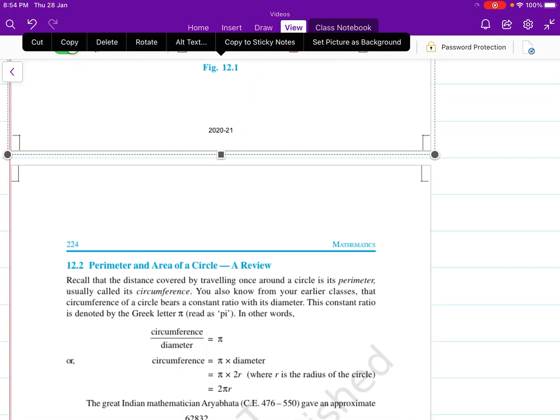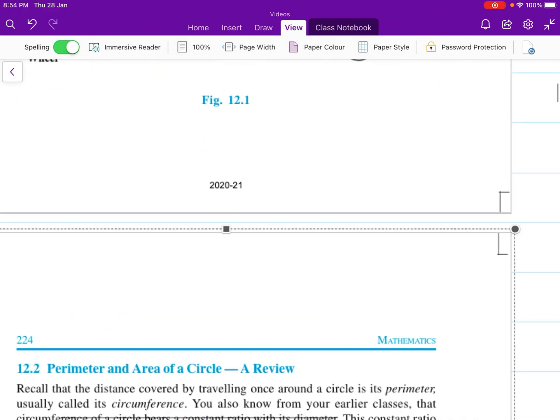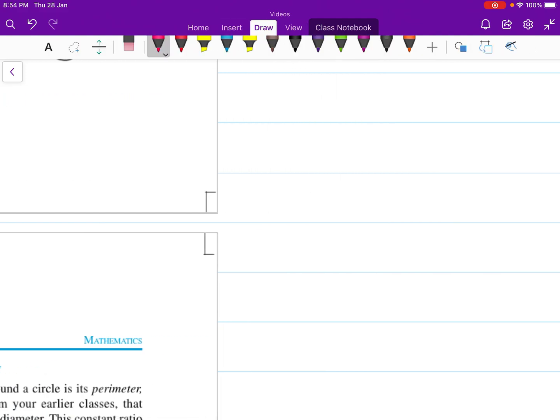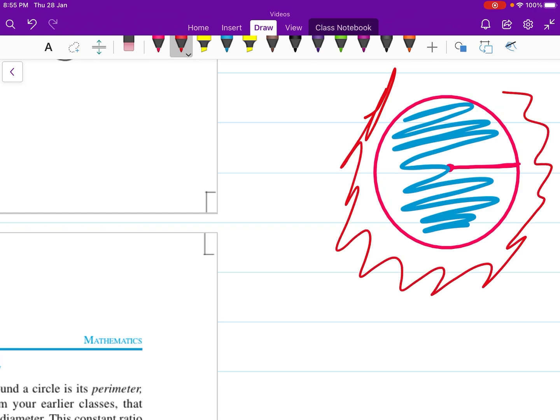Now first we need to understand a very simple concept about a circle, that a circle has two particular regions. This is the ring which is called the circle, because the definition says all the points which are equidistant from the center are called a circle. So all these points on the ring are equidistant and that is a circle. Whereas this region is called the interior of the circle and this region is called the exterior of the circle.